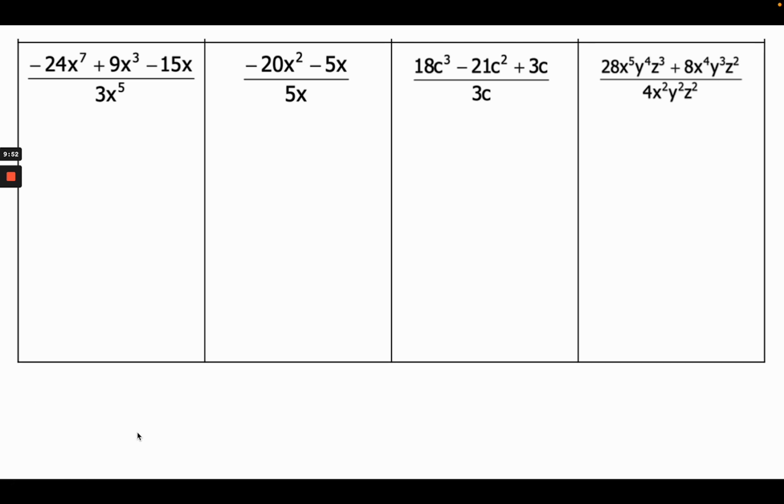Okay, go ahead and try these out and press pause. And then once you're done, check your answers. And again, if you have any questions or concerns about dividing polynomials, please make sure you come in during action period or during lunch and I can help you out.